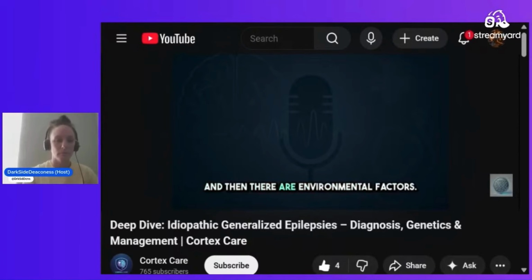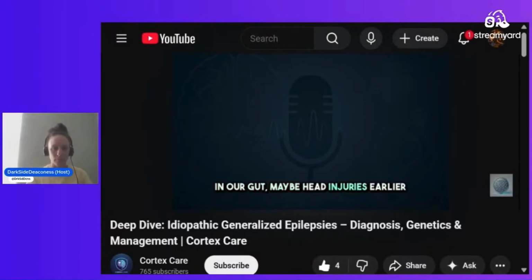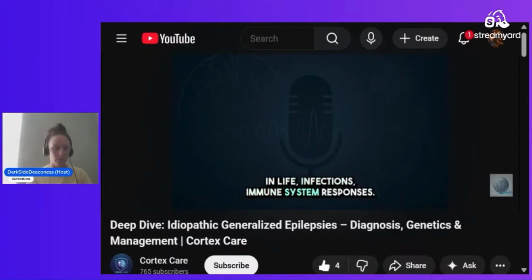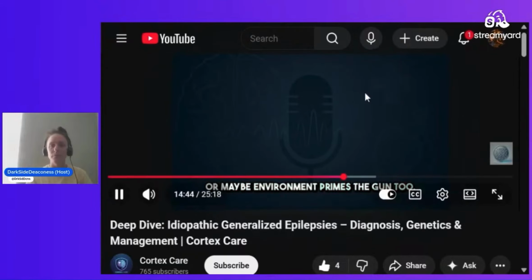Potentially, yes. And then there are environmental factors, things like diet, the gut microbiome, the bacteria in our gut, maybe head injuries earlier in life, infections, immune system responses. It's a whole mix. It really is. Even things that provoke seizures acutely, like major sleep deprivation, alcohol withdrawal, maybe repeated exposure, could contribute to the development of epilepsy in someone already susceptible. It's complex interplay. Genes load the gun, environment pulls the trigger kind of thing. Perhaps, yeah. Or maybe environment primes the gun, too. It's still being worked out.